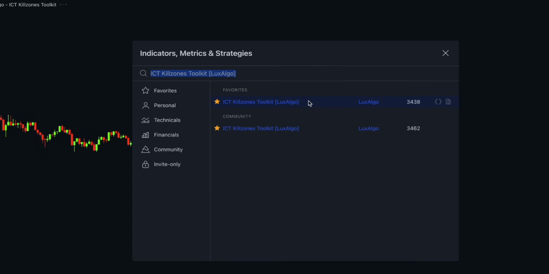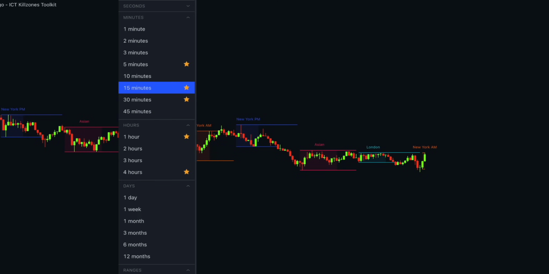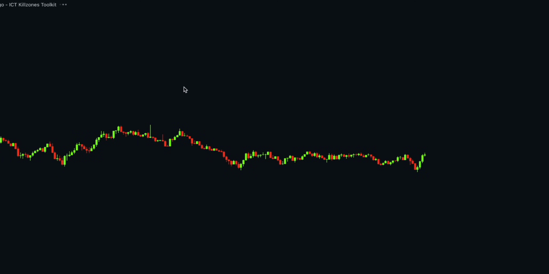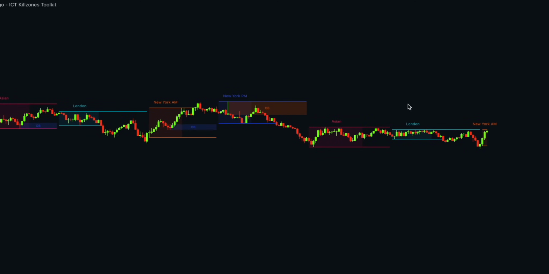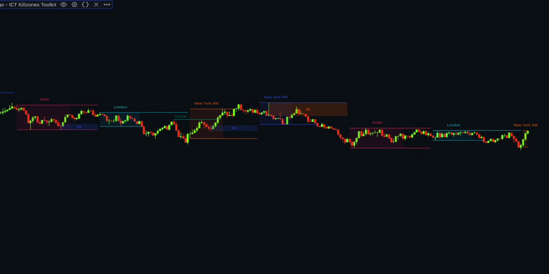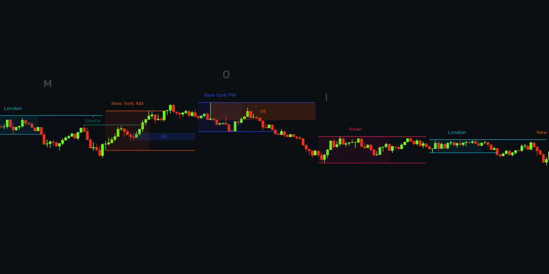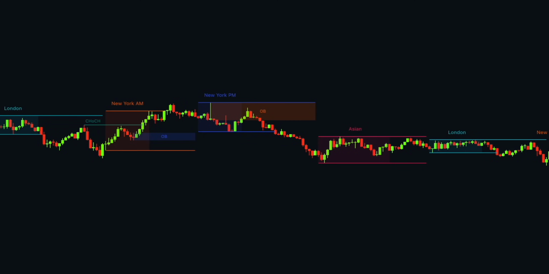The 18th indicator you should absolutely test out is called the ICT Kill Zones Toolkit by Lux Algo. This tool works in time frames lower than 15 minutes. The ICT Kill Zones Toolkit is an advanced set of tools designed to assist you in tracking key trading zones and patterns within the market. It includes the following price action components: ICT kill zones with pivot highs and lows, order blocks, breaker blocks, fair value gaps, and market structure shifts.